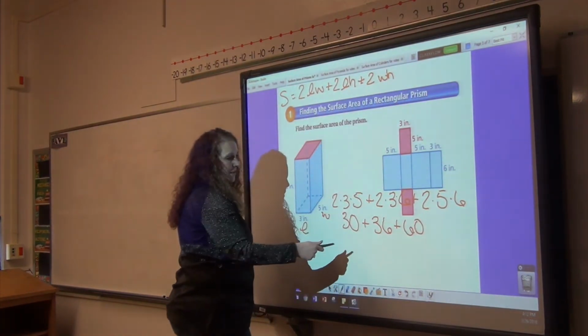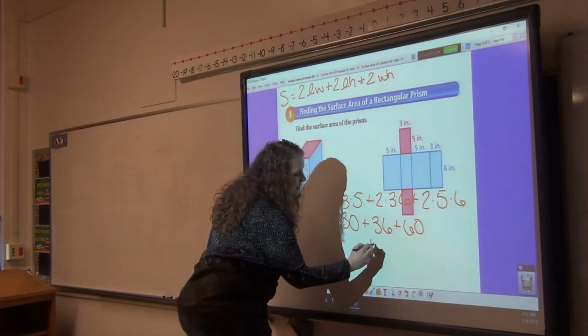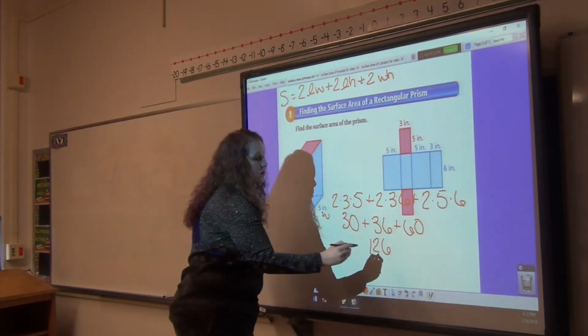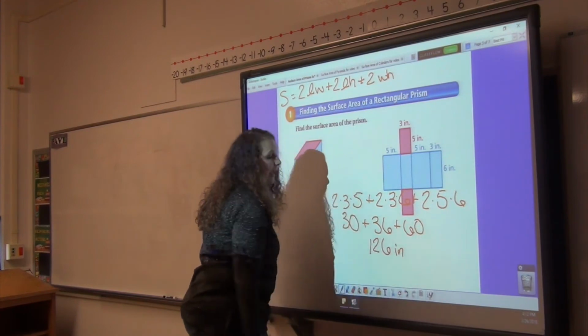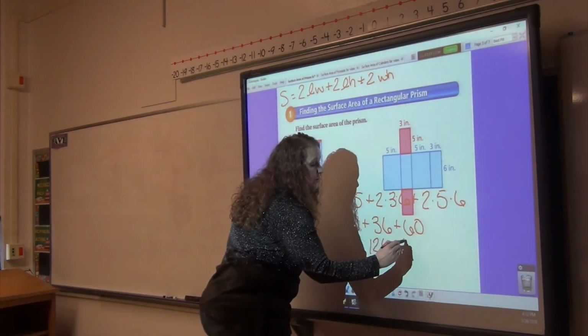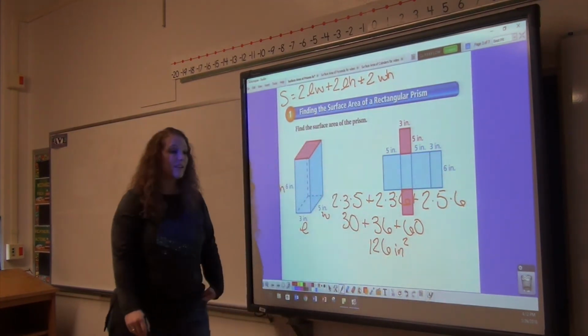So we add all these together, we have 66 plus 60, so that is 126. We are in inches. And this is area, it's surface area, so it is inches squared. It's square inches because it's an area.